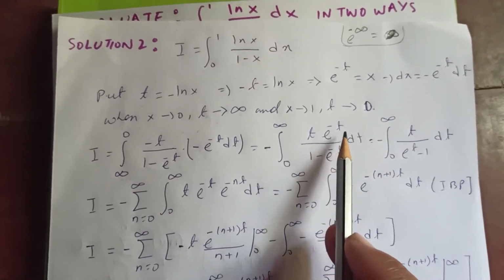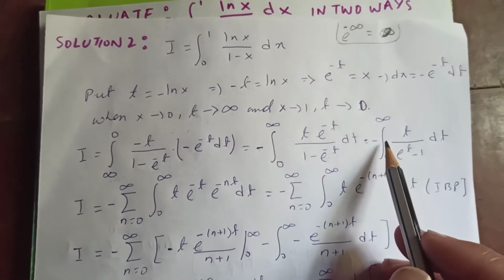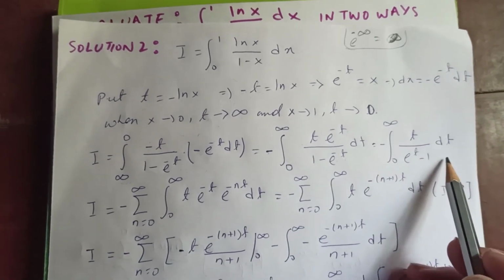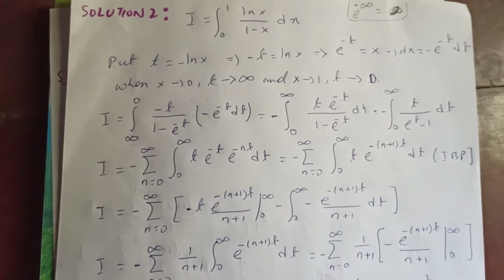Now if you multiply both numerator and denominator by e to the t, then you'll get minus the integral from 0 to infinity of t over (e to the t minus 1) dt. I think I have calculated this one previously, but let's calculate it again in a different way.